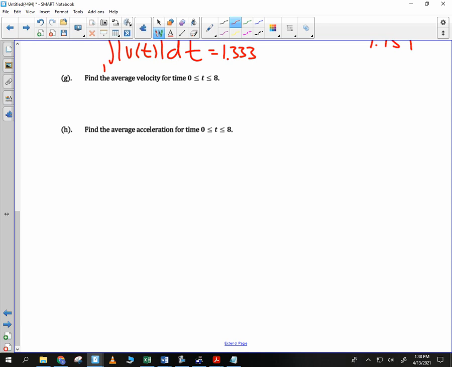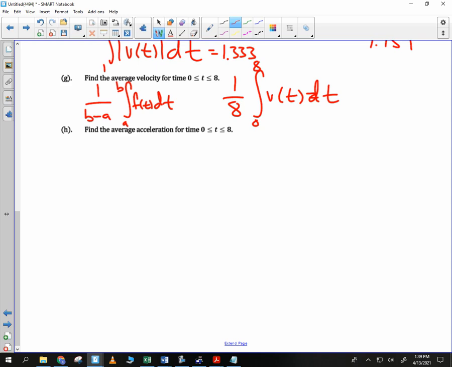Find the average velocity. True or false? We are given the velocity function. True. How do you find the average value of a function? We did it just the other day. Do you remember? Very good. 1 over b minus a, integral a to b of the function. So if you want to know the average velocity, you do 1 over 8 of 0 to 8 of the velocity function. That's the next piece that we will execute.